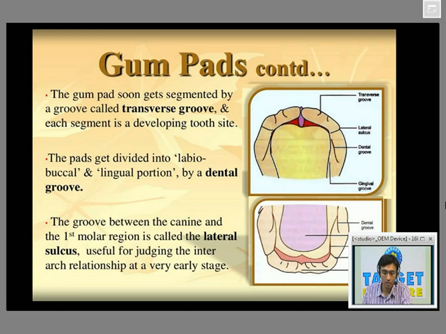And there is also a groove for each quadrant between the canine and the first molar region and it is called the lateral sulcus. Now this lateral sulcus is very important because it helps us to understand the interarch relationship at a very early age. That is, you can fairly predict whether the patient is class 2 or class 1 or class 3.